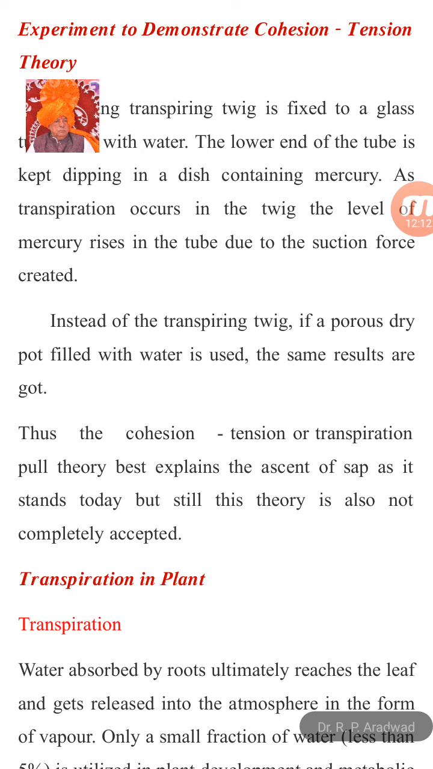Thus, the cohesion tension or transpiration pull theory best explains the ascent of sap as it stands today, but still this theory is not completely accepted. All the objections raised against the transpiration pull theory have been overruled, but it is not completely accepted by scientists.